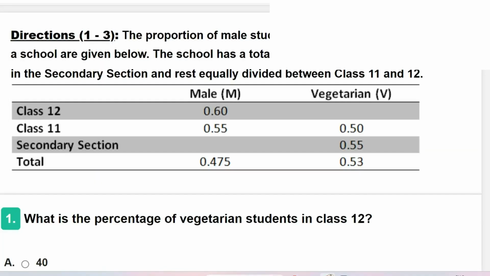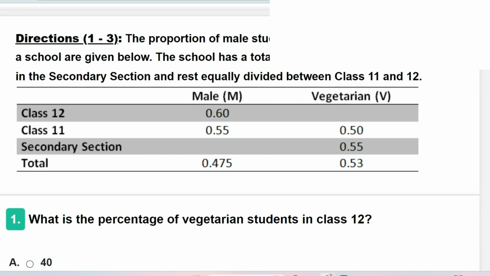So the question is regarding the proportion of male students and proportion of vegetarians in a school, given below. The school has a total of 800 students, 80% of whom are in the secondary sections and the rest are equally divided between class 11 and class 12, right? And here is the chart in tabular format. That is, in class 12 and class 11 consecutively 60% and 55% are male, and in class 11 and secondary section 50% and 55% are vegetarian, right? And the total male population is 47.5% and the total vegetarian population is 53%, right?